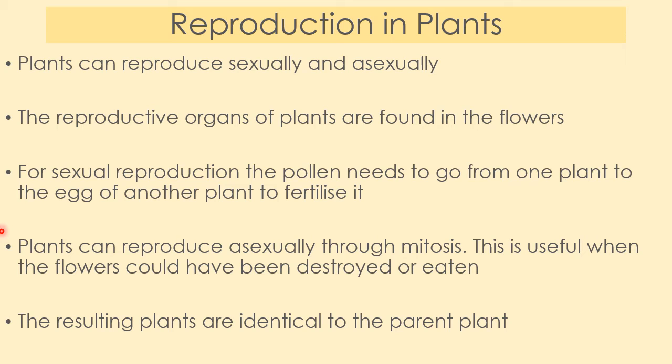Sometimes the pollen will fall into the water and be carried to another plant, or it can be done by explosions. So the plant will effectively cause an explosion to happen, dispersing the pollen out, hoping that it will meet an egg cell. Now, plants can also reproduce asexually, by mitosis.